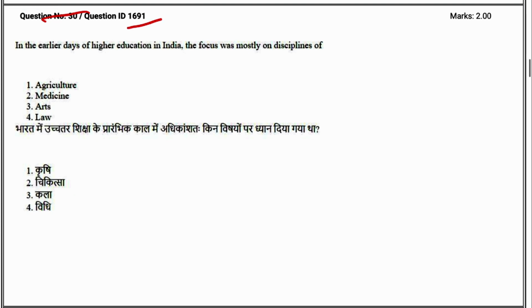Next is 91. In the earlier days, higher education in India, the focus was mostly on the disciplines of arts. 3 is the answer.